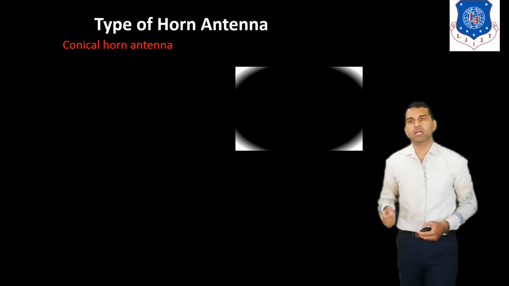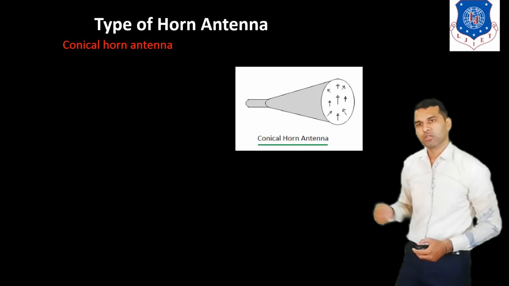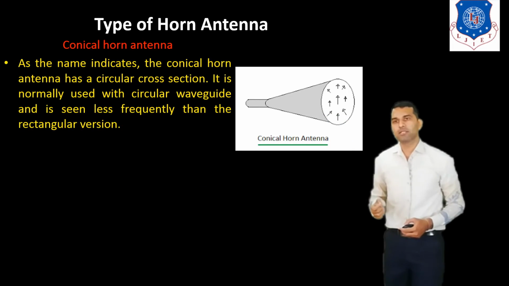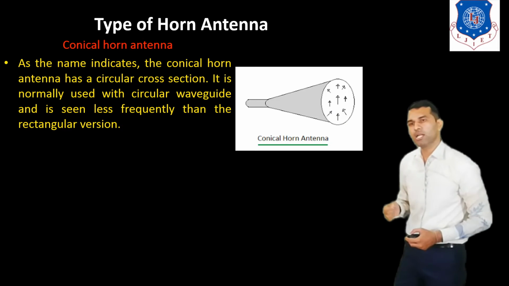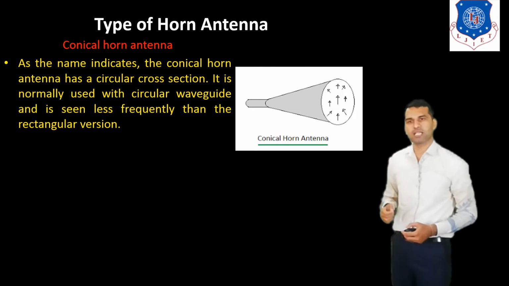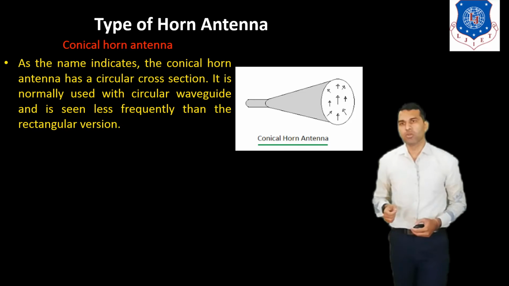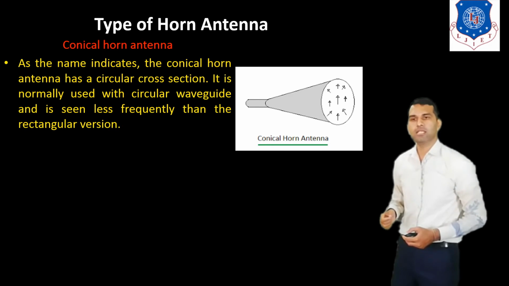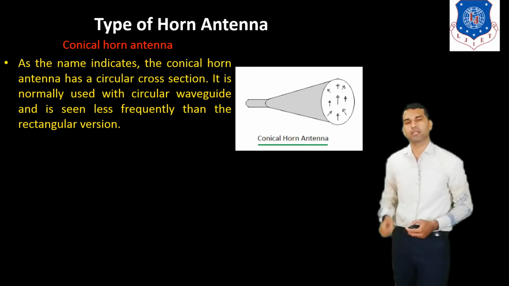Now the next one is the conical horn antenna. See, this is the figure of the conical horn antenna. As the name indicates, the conical horn antenna has a circular cross section. It is normally used with the circular waveguide and is seen less frequently than the rectangular version.